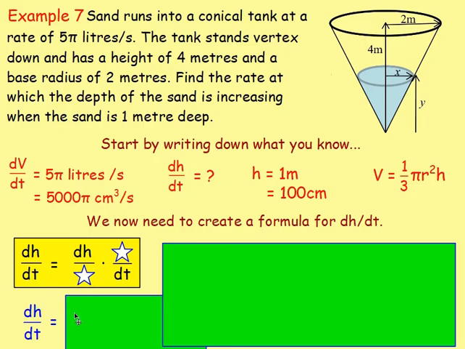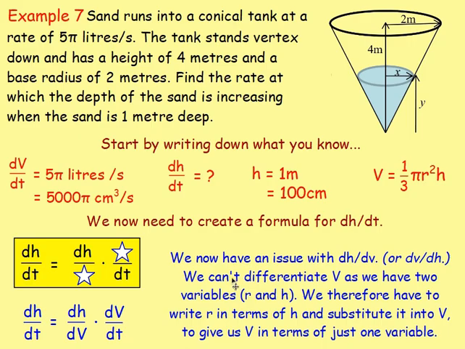So if we put that in, we've got dh by dv times dv by dt, which is fine because we've got this dv by dt. We know that is the 5,000 pi. But dh by dv, well, we don't know what that is. So we've got an issue with the dh by dv, or if we flipped it upside down, even dv by dh. dv by dh would be when we differentiate the volume with respect to h.